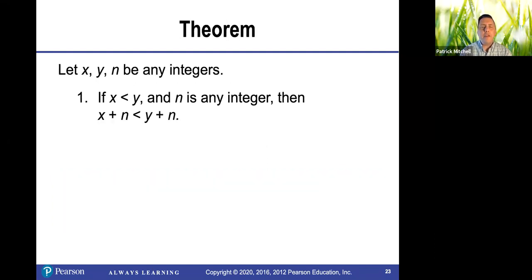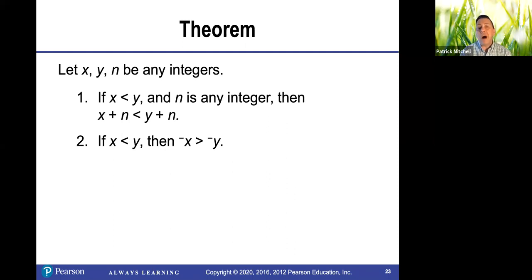All right, here's a theorem. If X, Y, and N are integers, then if X is less than Y and N is any integer, then X plus N is less than Y plus N. So you likely learned this in your algebra class. We use this for solving inequalities. It says that you're allowed to add any number to both sides of an inequality.